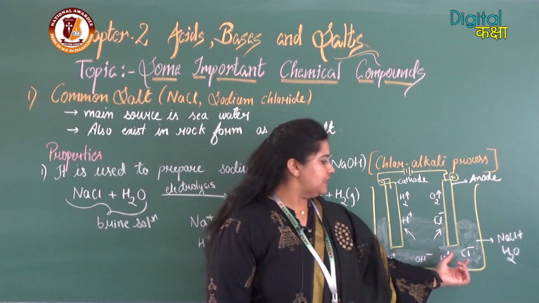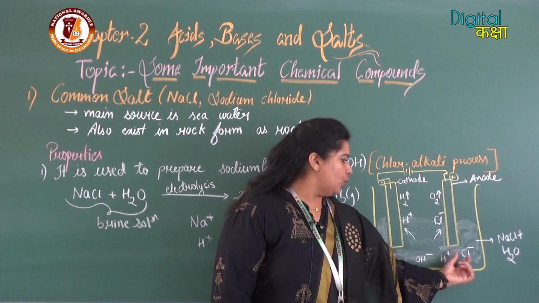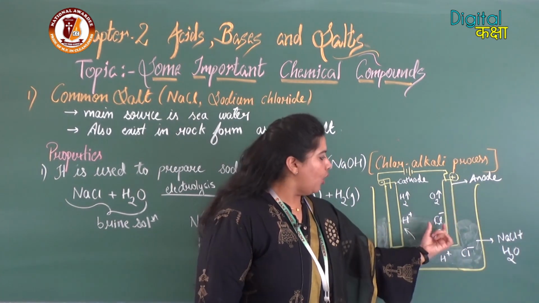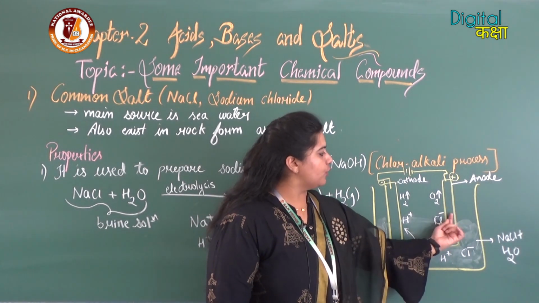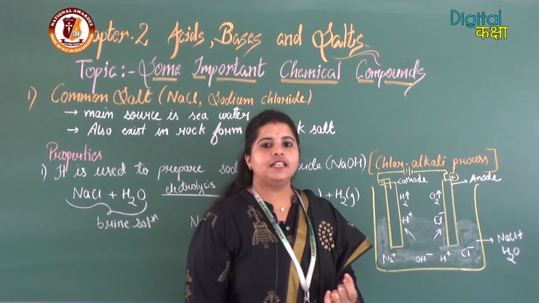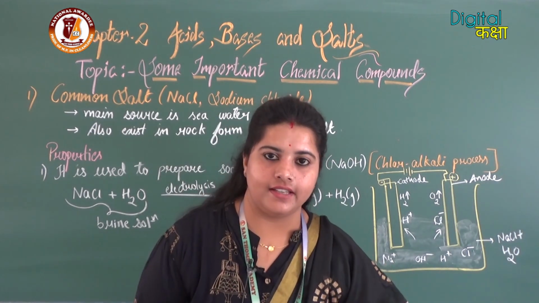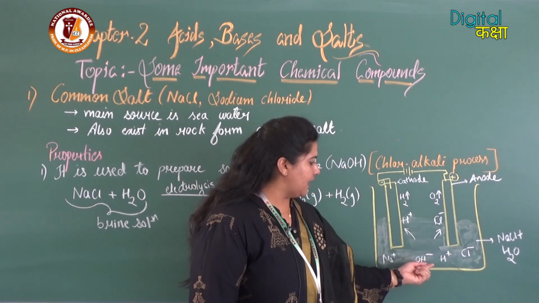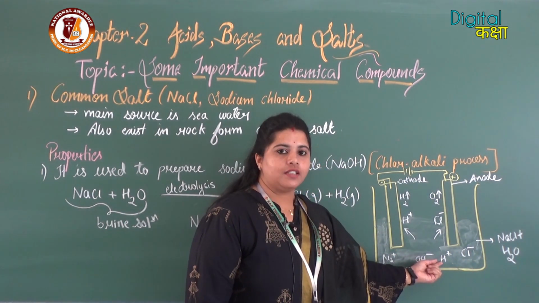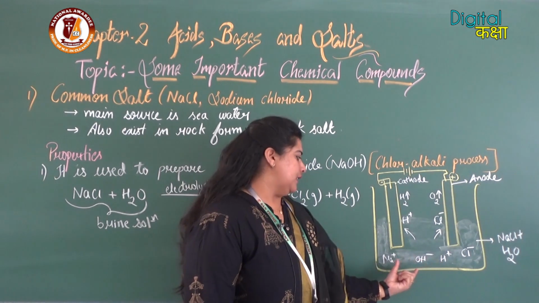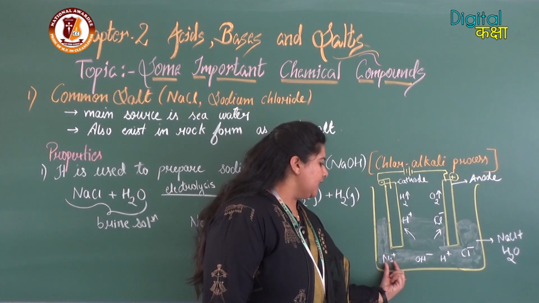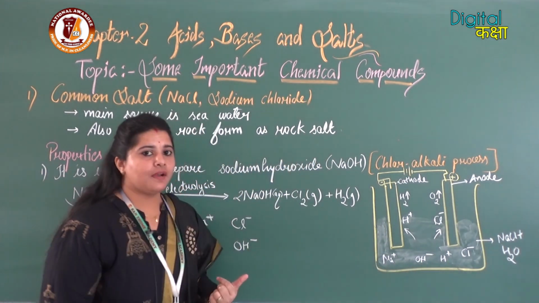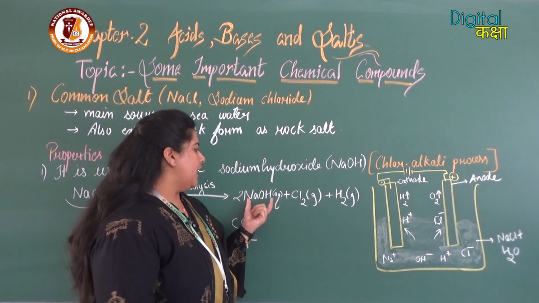Similarly, all the Cl minus ions, that is chloride ions, will move towards the positive rod, that is the anode, and give their electron to the anode and form Cl2 gas, that is chlorine gas. Now, when the chlorine moves out as chlorine gas and the hydrogen moves out as hydrogen gas, what is left behind? The left behind ions are Na plus and OH minus. So Na plus and OH minus combine and form NaOH.